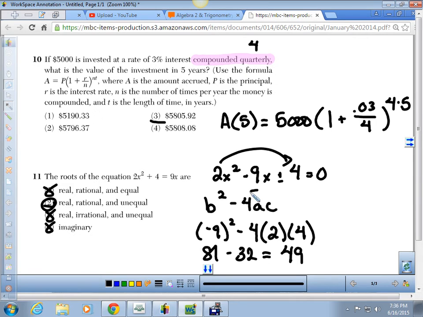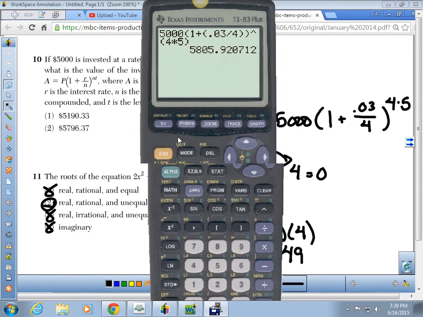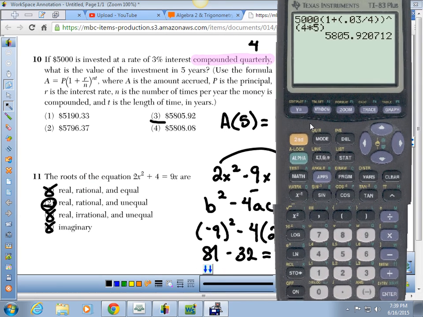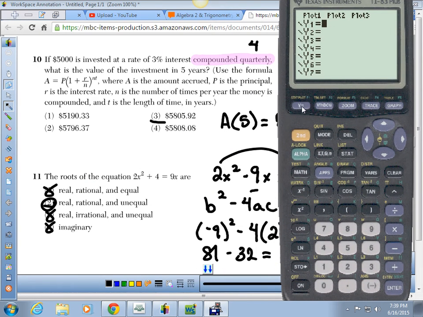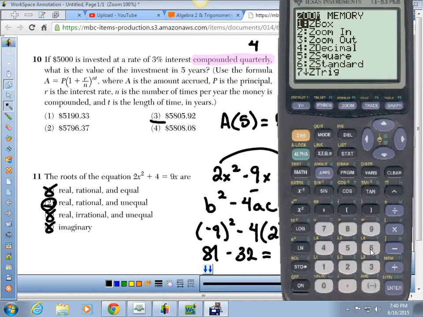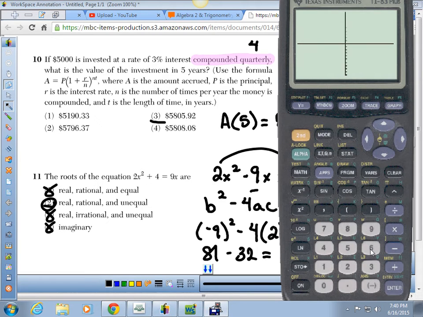Could I graph this and find the roots graphically? I absolutely can. So let's review this concept. Let's type in the 2x squared minus 9x plus 4. And then I'm just going to go to a normal zoom 6. And here's my quadratic.